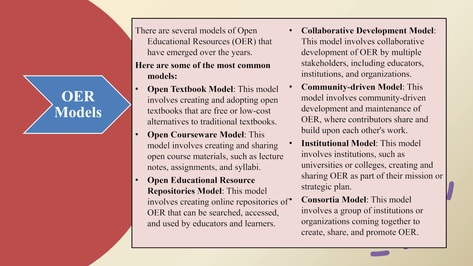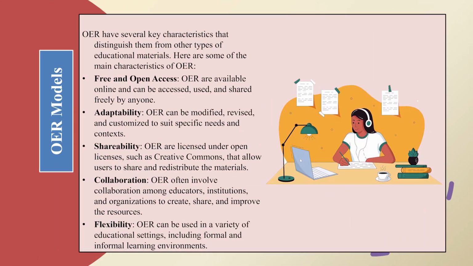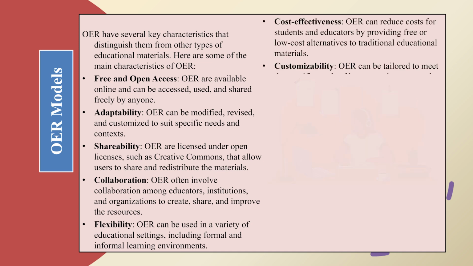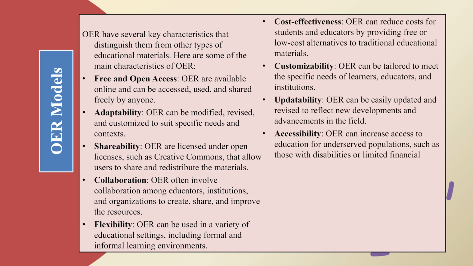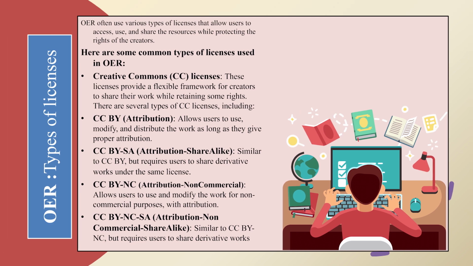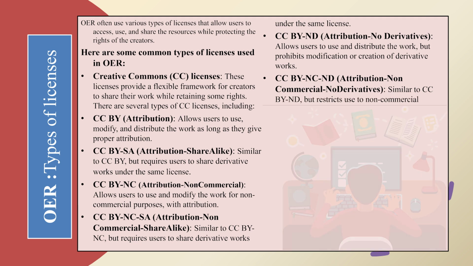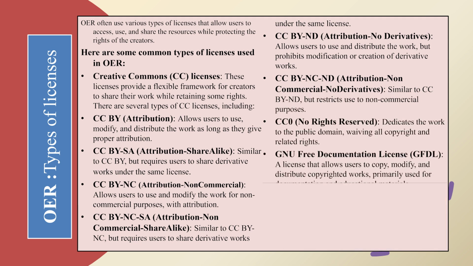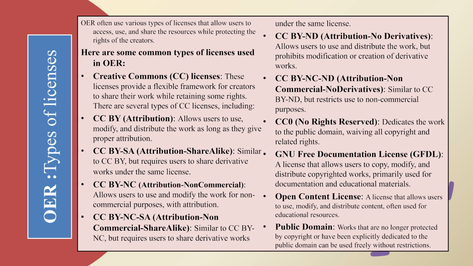OER have several key characteristics that distinguish them from other types: free and open access, adaptability, shareability, collaboration, cost effectiveness, customization, accessibility, and transparency. By understanding these characteristics, you have to understand what can be done. Different types of OER licensing are available, such as Creative Commons Attribution. I am not going to discuss all the details. You can go and read. I have already discussed this thoroughly in another open access module.